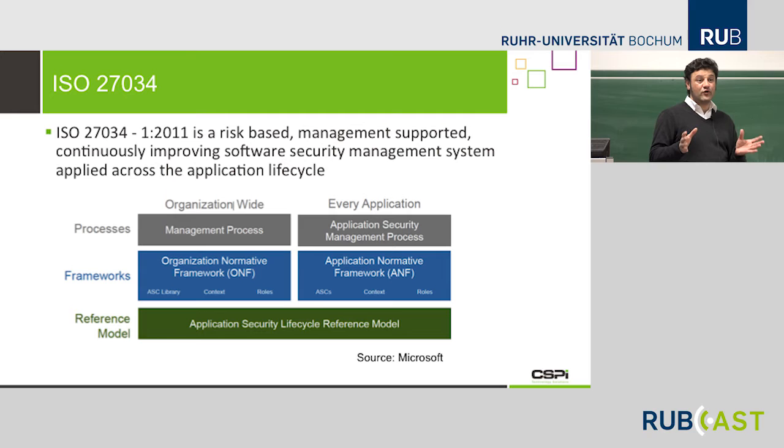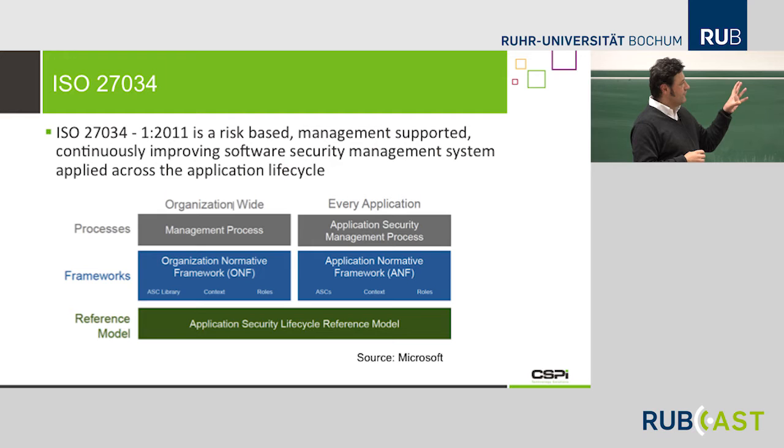So you see, on the left side, the organization-wide normative framework. It's a container of components like the application security controls library. That means you need to build up application controls. When you develop an application, you need to define security controls: what needs to be there when you build or even when you buy an application. The organization normative framework is more or less a reference model. And then whenever you develop an application, it's an instance of the application normative framework.